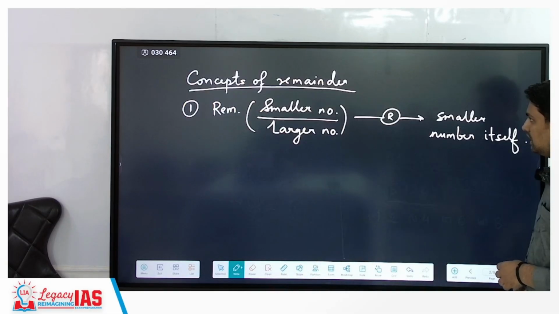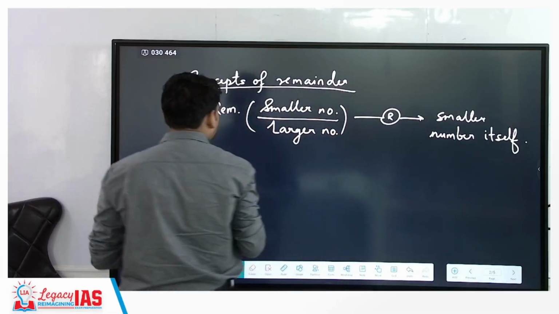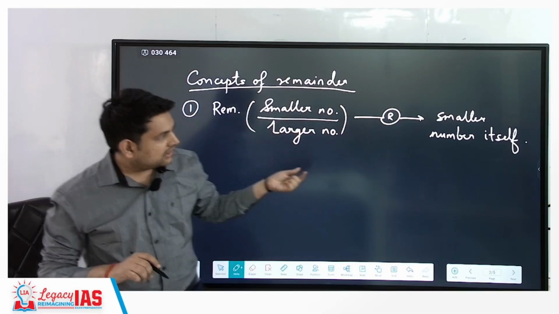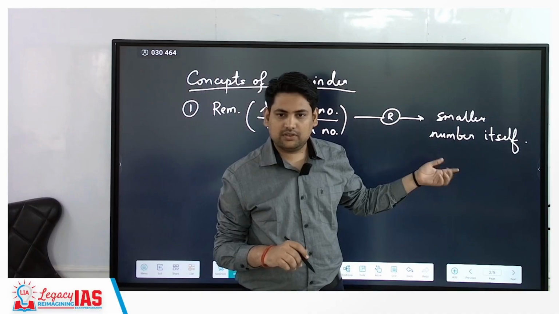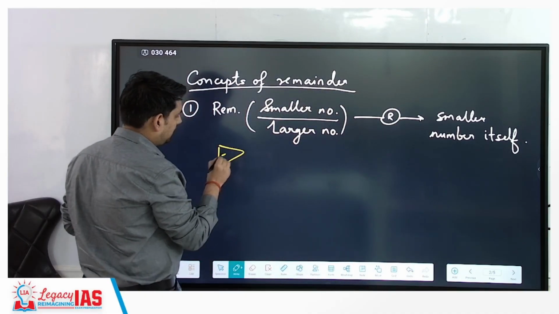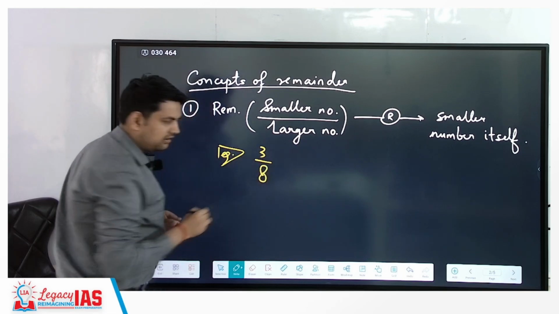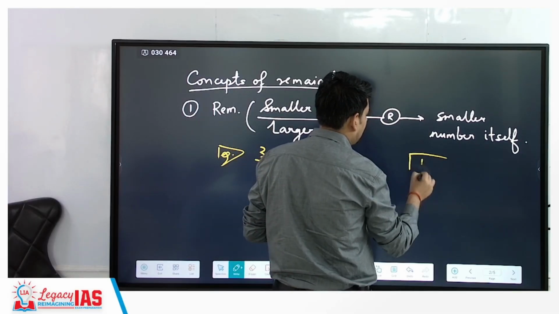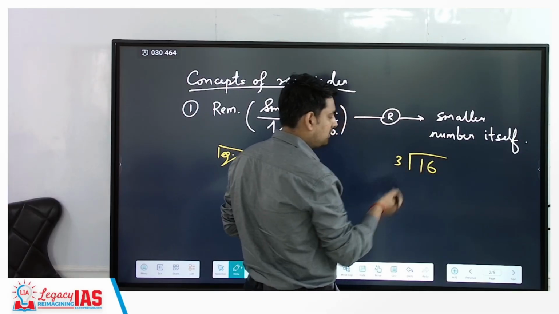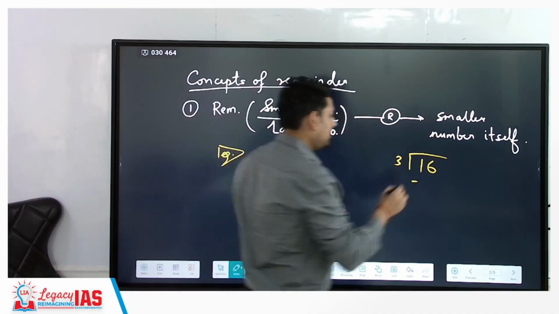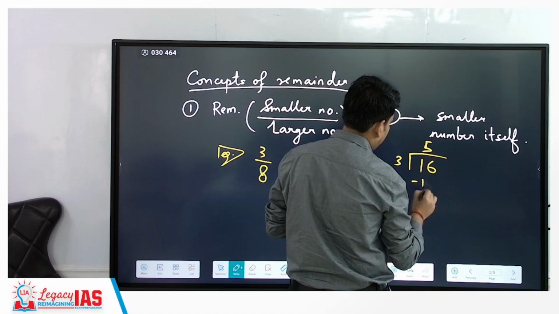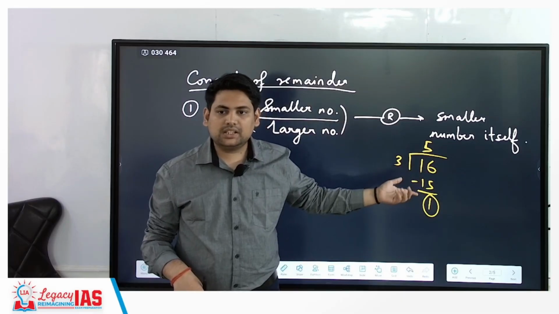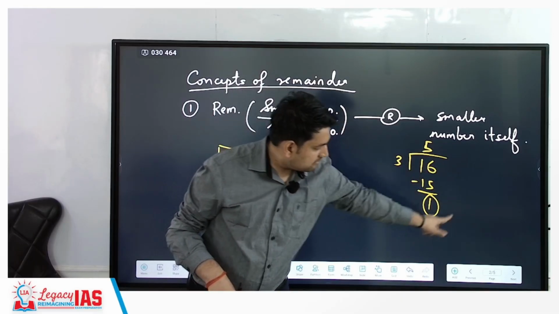So, the first concept that you need to know is about remainders. Whenever some smaller number is divided by a larger number, the remainder is the smaller number itself. Like if 3 is divided by 8, what will the remainder be? Normally students have a habit of doing something like this. Like if they have to find the remainder of 16 divided by 3, what will they do? 16 divided by 3, it will go 5 times, minus 15, and whatever remains at the bottom after dividing it completely becomes the remainder.